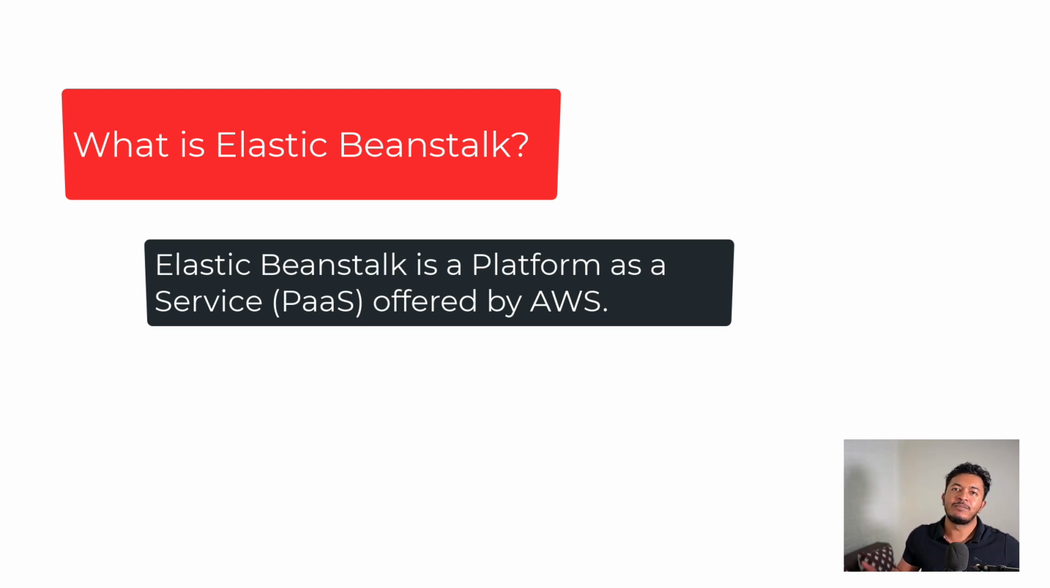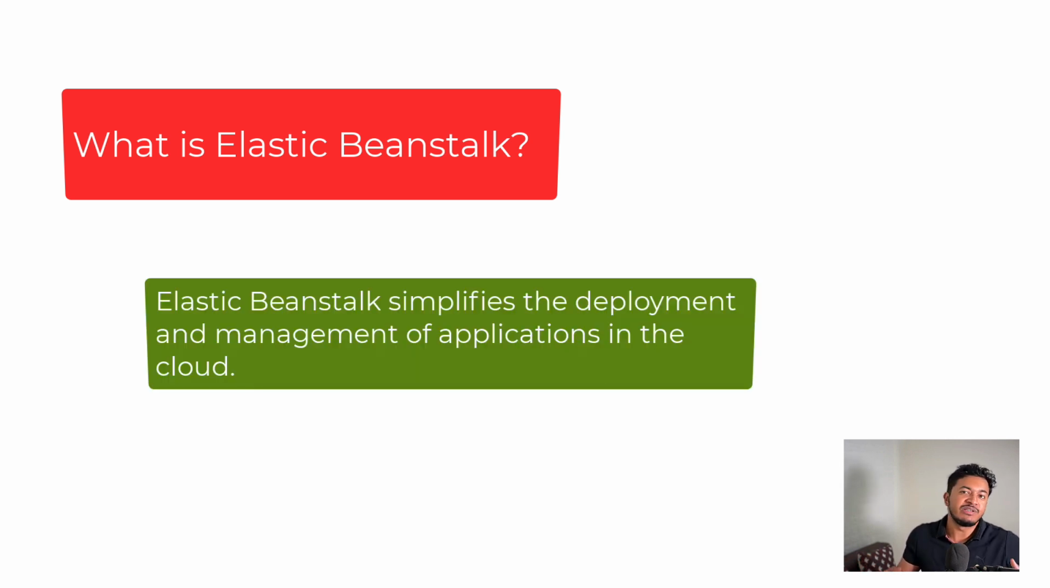Now, when we want to deploy an application on AWS or any other cloud platform, we have to manage a lot of things. We have to create servers, we have to install applications, install the runtimes. Elastic Beanstalk simplifies all these things and it allows the developer to deploy an application without worrying about the server or any other stuff. First of all, let's open our IDE and let's open an existing application.